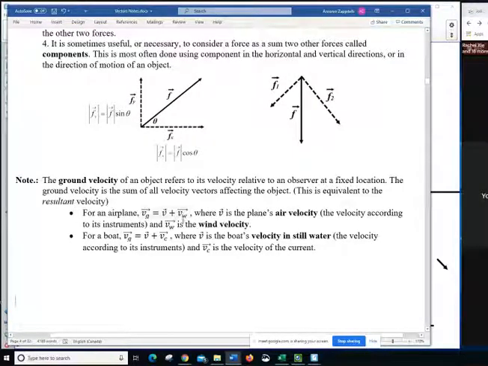So when you add all of the velocities that are acting on an object, that resultant velocity is called the ground velocity. Examples: if you're looking at something in the air, it's the velocity according to the instruments of the plane, what we call the air velocity, plus the wind velocity. If you're looking at a boat from the shore, it's the velocity in still water, meaning what they are actually rowing at, plus the velocity of the current.